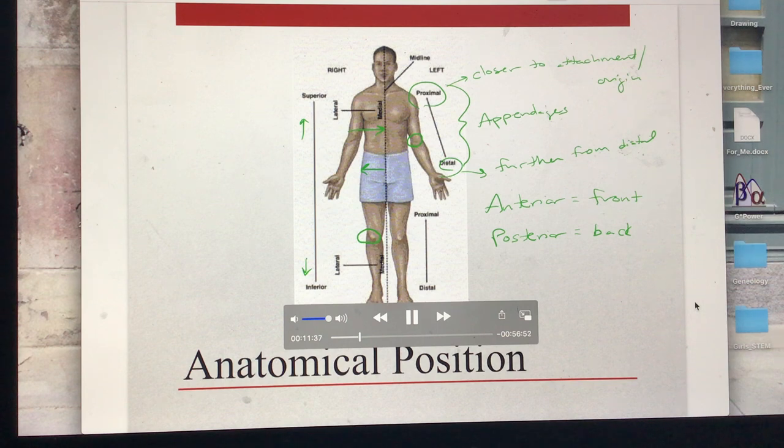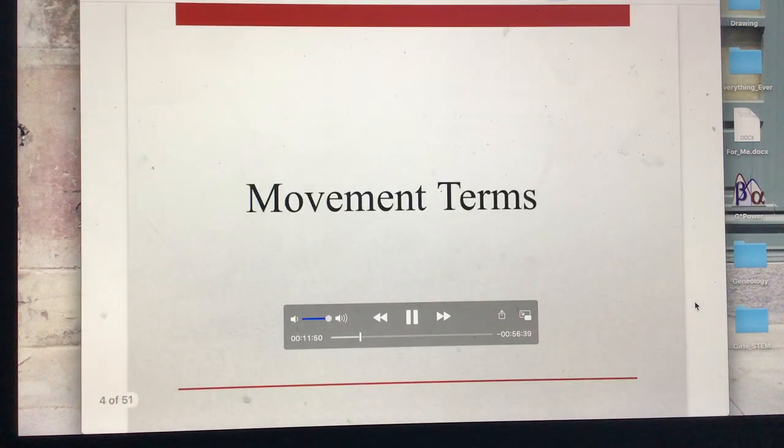Deep means deep. For superficial and deep, I think about burns. A superficial burn is more on the surface of the skin. A deep burn is deeper, more towards the core of the body. I'm going quickly because it should be a review, and make sure that you know them, okay?